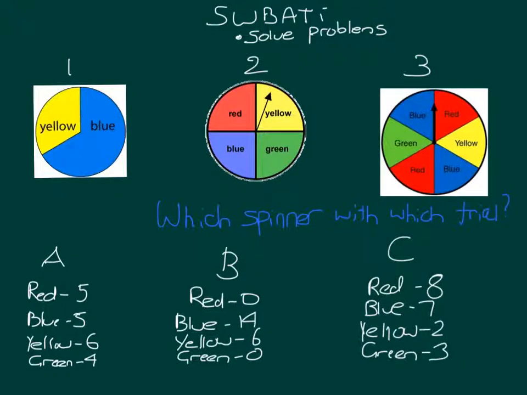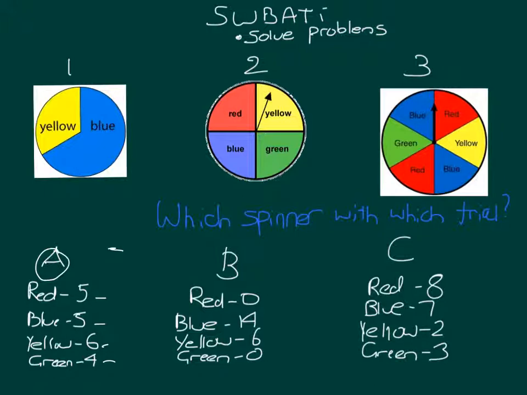All right, so the last thing I want you to be able to do is use experimental probability to solve problems, okay? So here's the problem. I actually used these spinners, each of these spinners, 20 times, and I recorded how many times I landed on red, how many times I landed on yellow, blue, and green. And I recorded the results down below here. So in trial A, I landed on red 5 times, blue 5 times, yellow 6 times, green 4 times, and so on.